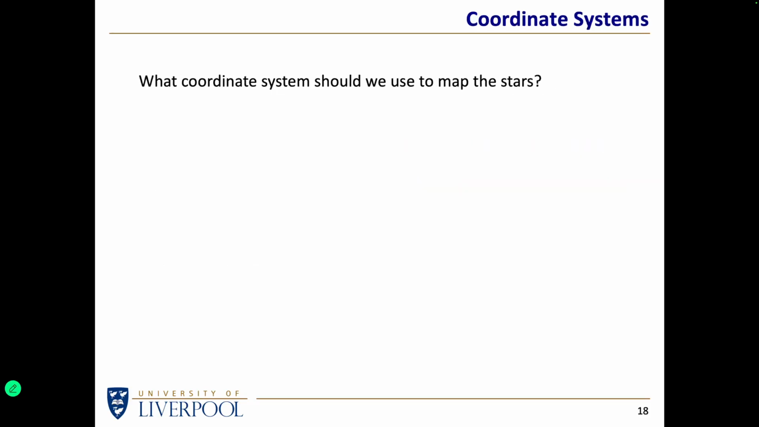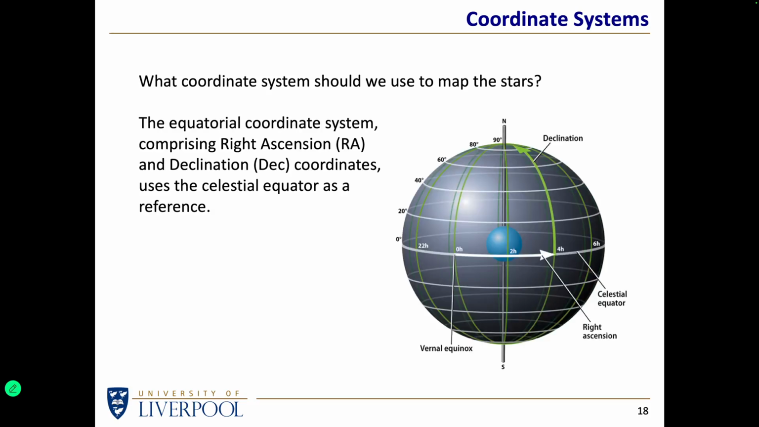So what coordinate system should we use to map the stars? That might sound a bit trivial. I mean, surely we know that when we look in a star atlas, we can measure the positions of stars using right ascension and declination, coordinates that use the celestial equator as a reference. So we have the north and south celestial pole, where the Earth's poles are pointing, and the celestial equator, which is a projection of the Earth's equator.